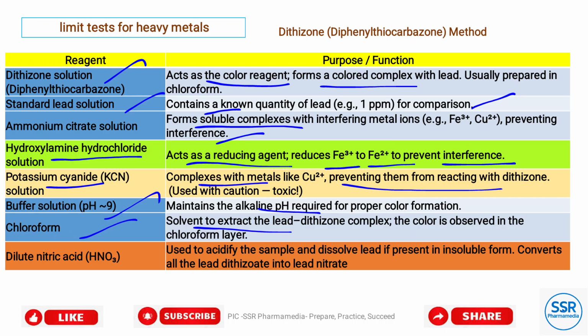Chloroform is the solvent to extract the lead dithizone complex. The color is absorbed in the chloroform layer. Dilute nitric acid is used to acidify the sample and dissolve lead if present in soluble form, and it converts all lead dithizonate into lead nitrate.